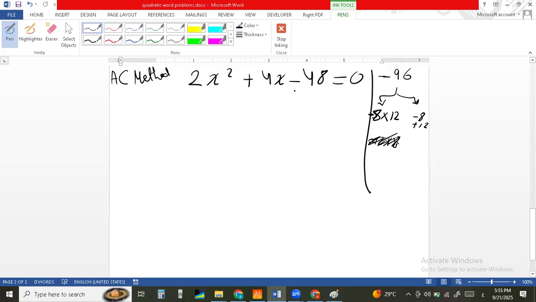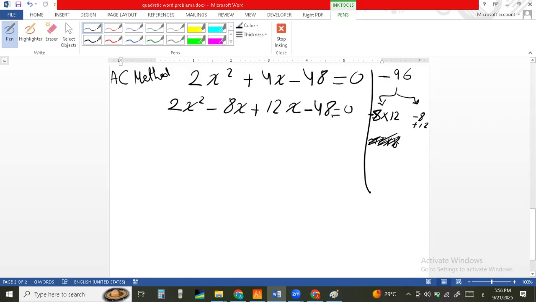So again, we multiply the 2 by negative 48, which gives us negative 96. Negative 8 times positive 12 is going to give us negative 96. Negative 8 plus 12 is going to give us positive 4. And what are we going to do next? We're going to break the 4x into negative 8x and positive 12x. So I'm going to do here 2x squared minus 8x plus 12x minus 48 equals 0.